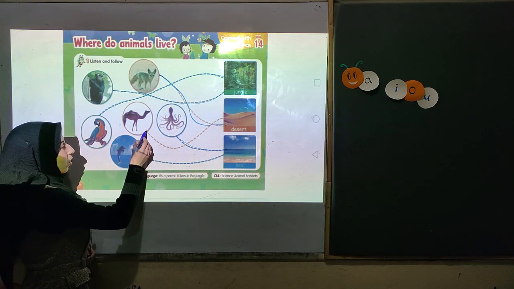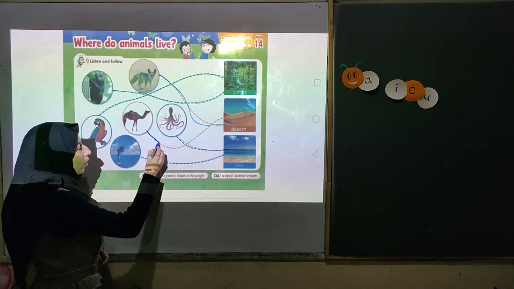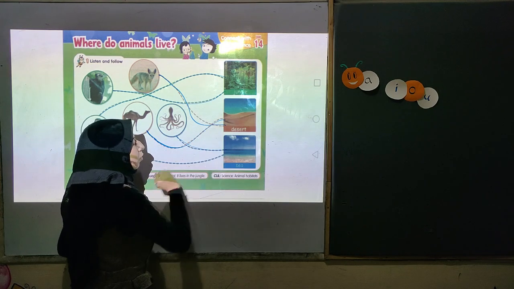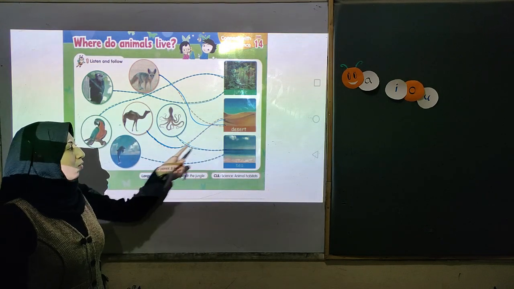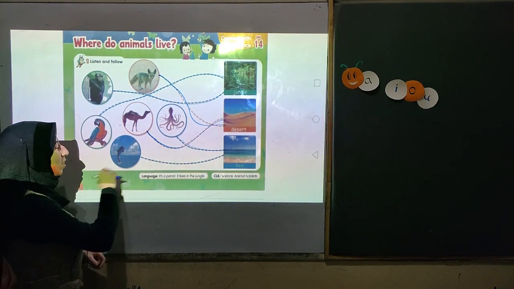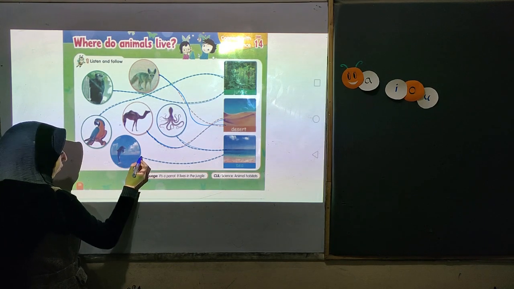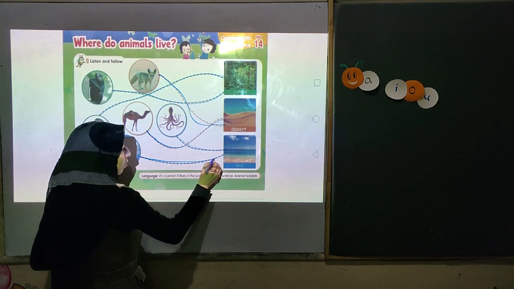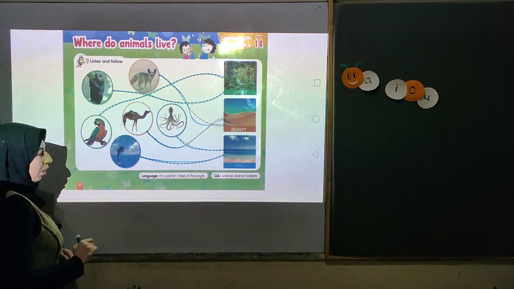بعد كده عندي it's a camel. It's a camel. Let's see where does it live. It lives in the desert. It's a camel and it lives in the desert. The last one is a dolphin. It's a dolphin. Let's see where does it live. Oh, it lives in the sea.